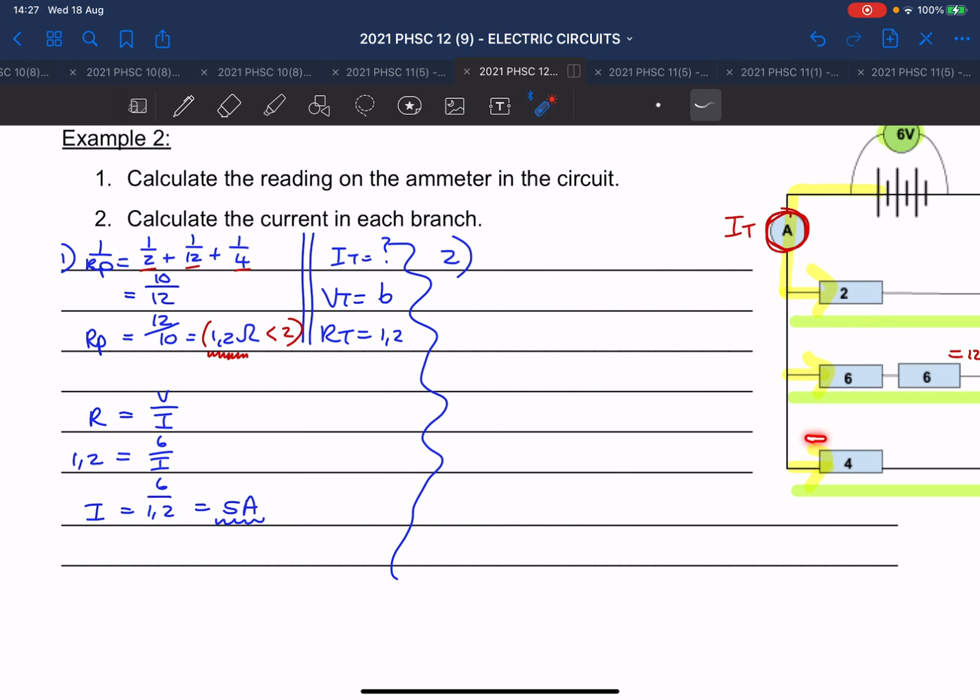Business, geography. Okay, right. So there we go.